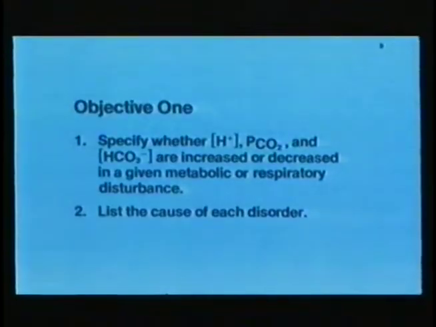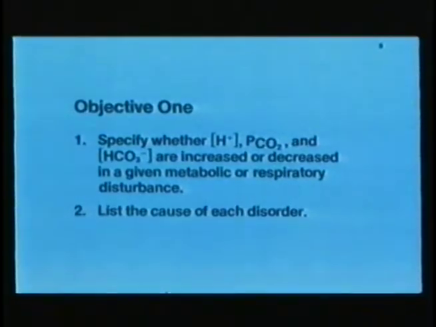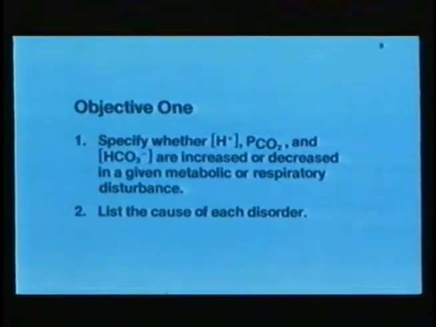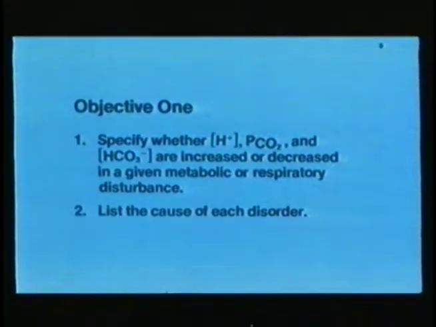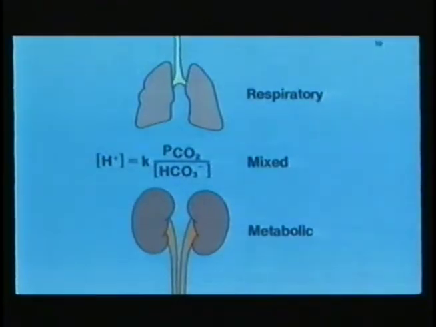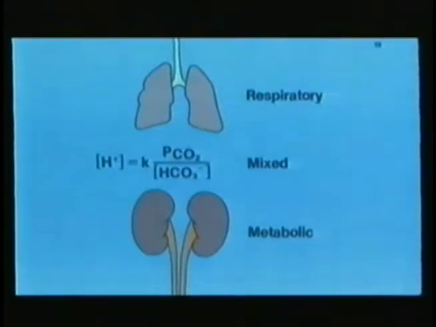9. As your first objective, you should be able to 1. Specify whether hydrogen ion concentration, PCO2, and bicarbonate concentration are increased or decreased in a given metabolic or respiratory disturbance, and 2. List the cause of each disorder. 10. Acid-base disturbances fall into 3 major classifications. 1. Metabolic. 2. Respiratory. 3. Mixed.